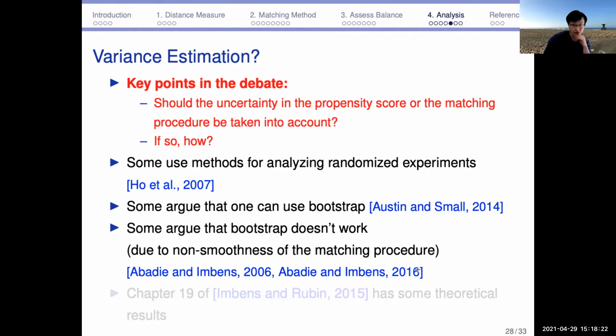And these two authors wrote some very hard to read econometrical papers, trying to argue that bootstrap doesn't work, and they derived asymptotic distributions for the matching estimators. But other literature doesn't agree with them. I don't know who is right. But finally, another reference is the Imbens and Rubin book, chapter 19, where there are some theoretical results for the variance estimator for some simple cases. So you can check it out if you're interested.